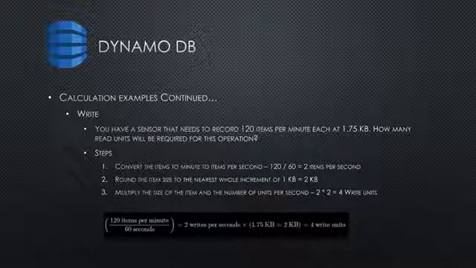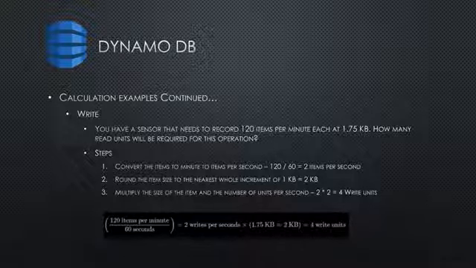All right, we have a write example. You have a sensor that needs to record 120 items per minute, each at 1.75 kilobytes. How many write units will be required for this operation? So let's convert the number of items a minute to seconds, because your throughput is measured in seconds. 120 items per minute divided by 60 seconds gives us 2 items per second.